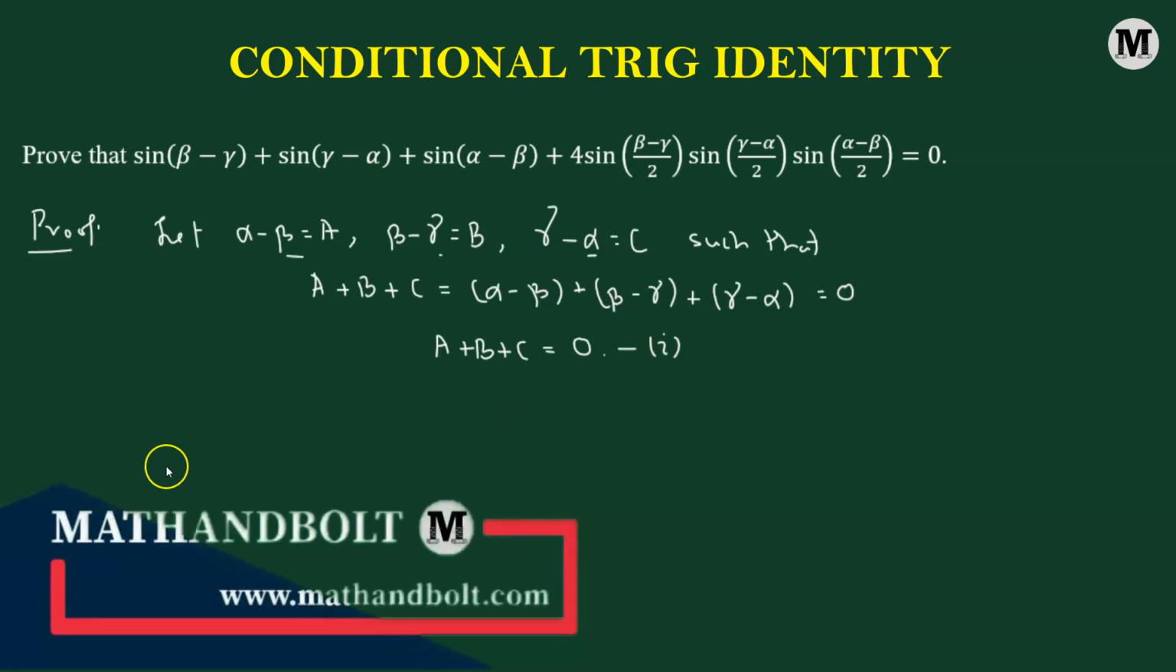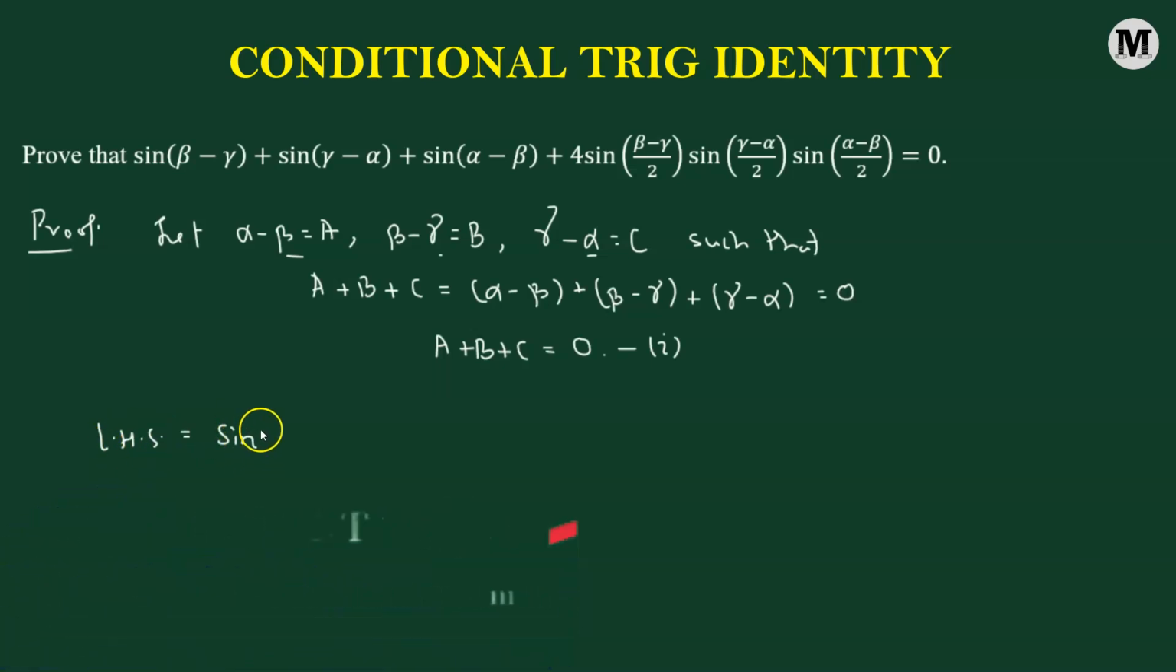Now we can rewrite our given identity on the left hand side as, so we have sine of beta minus gamma. So beta minus gamma, that's going to be B, added to sine of gamma minus alpha, so that's going to be C, added to sine alpha minus beta, so that's A, added to 4 times sine B over 2, multiplied by sine C over 2 multiplied by sine A over 2.